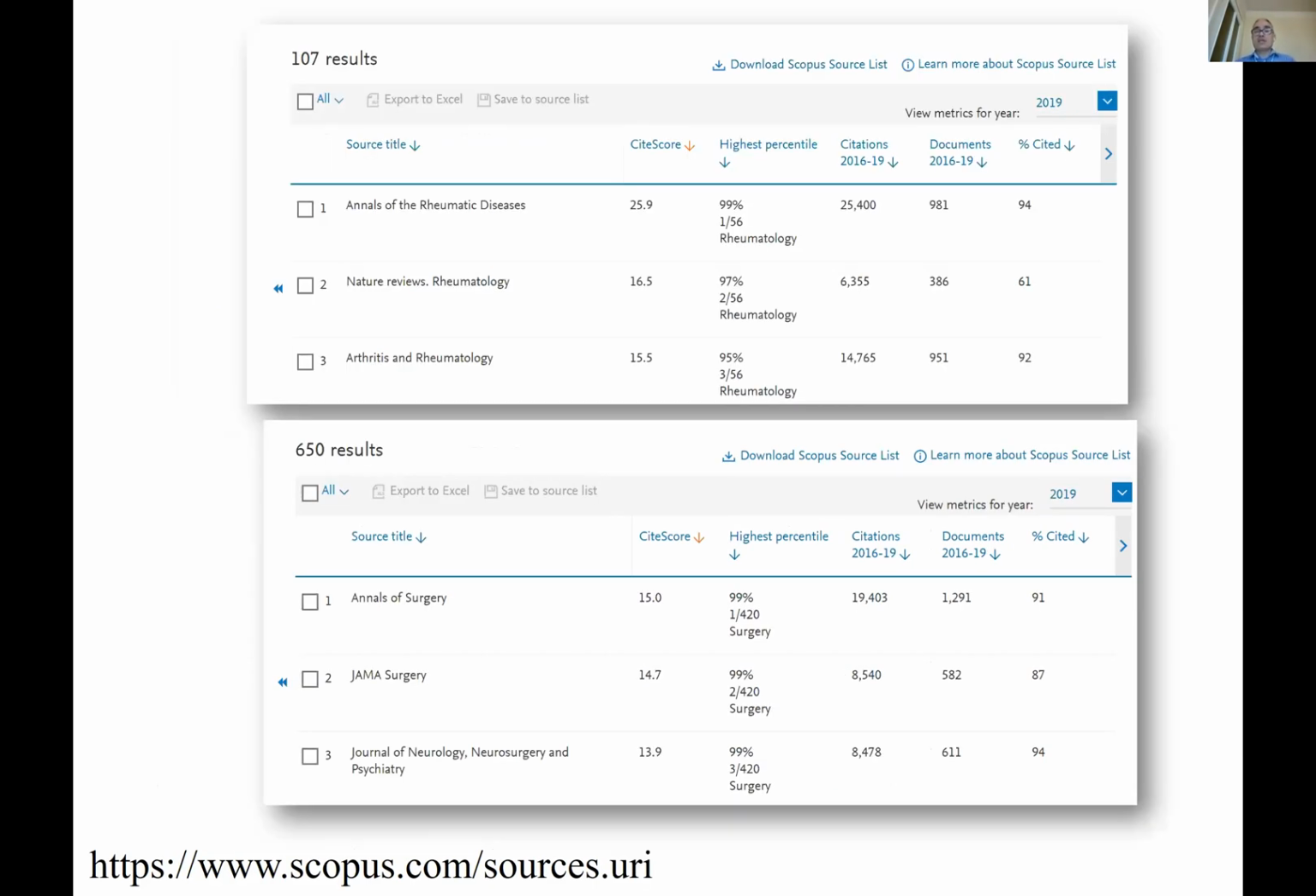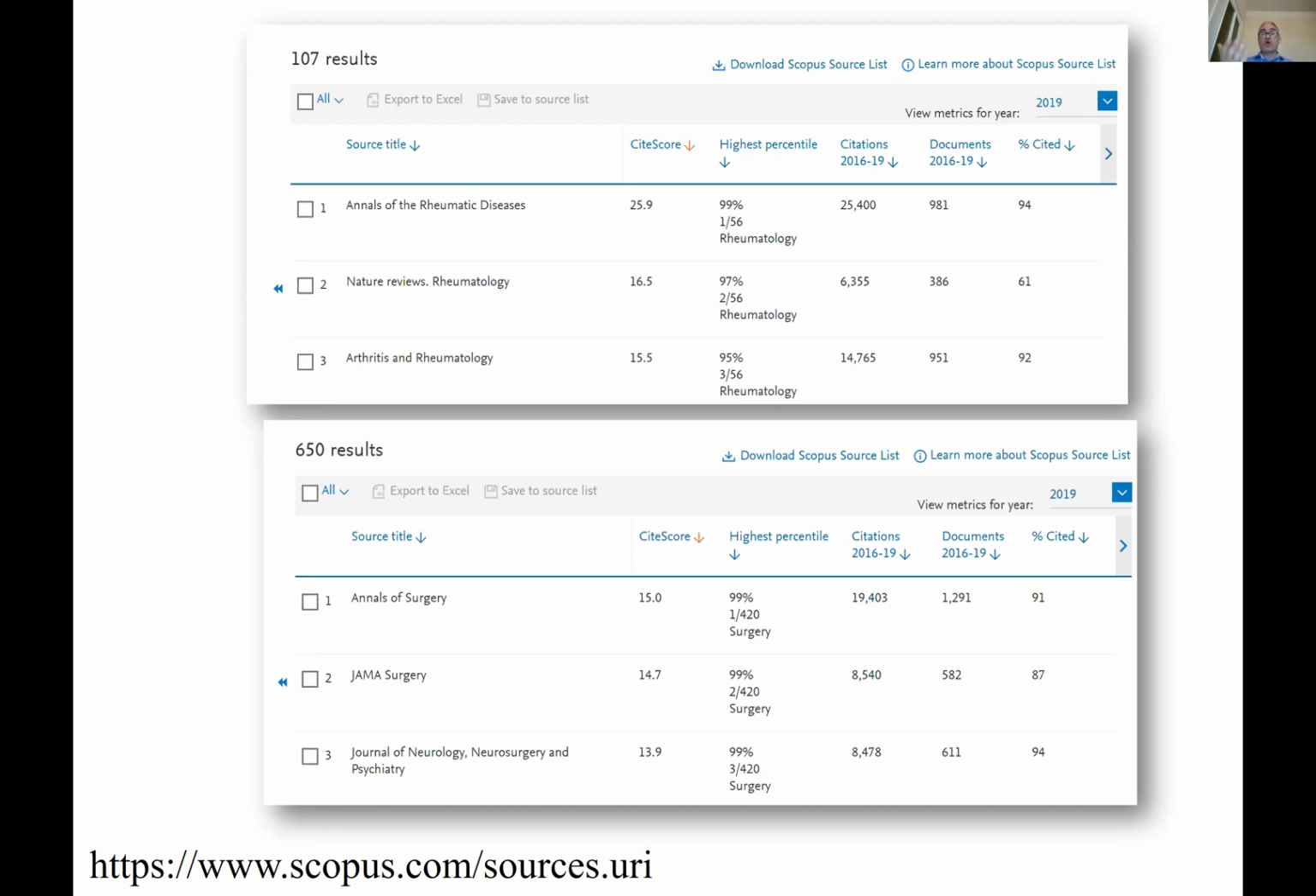We can use CiteScore to rank individual journals. Let's say in rheumatology, to compare journals within rheumatology based on their CiteScore. You see that the top scientific journal has a CiteScore of 26. So it means that on average, an article published in this journal is cited 26 times annually within the 4-year window. So we can also use CiteScore to rank, let's say, in the surgery field.